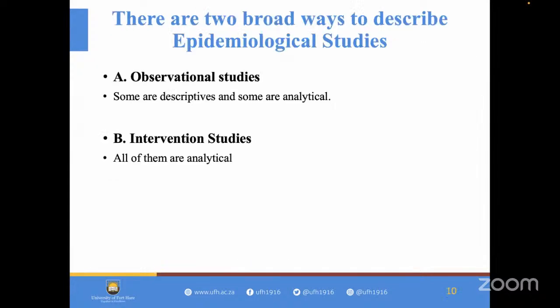Now, let's go properly into epidemiological designs. There are 2 broad ways to describe epidemiological study or epidemiological designs. The first one is observational, and this has to deal with descriptive and analytical. And the second one is intervention study. And all intervention studies are analytical.